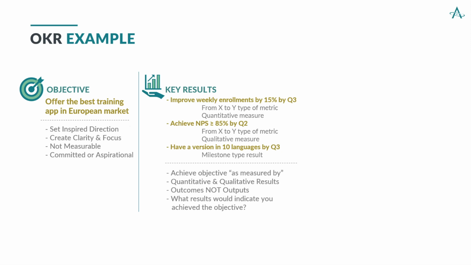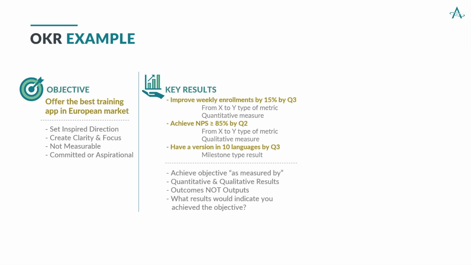So with regard to key results, we want to think about them as what we are measuring our achievement of the objective by. They are quantitative and qualitative results, and we want to make sure that our collection of key results contains both quantitative and qualitative measures. Again, they are outcomes, not outputs. What results would indicate you achieved the objective? Well, these are the things that should be in your list of key results.